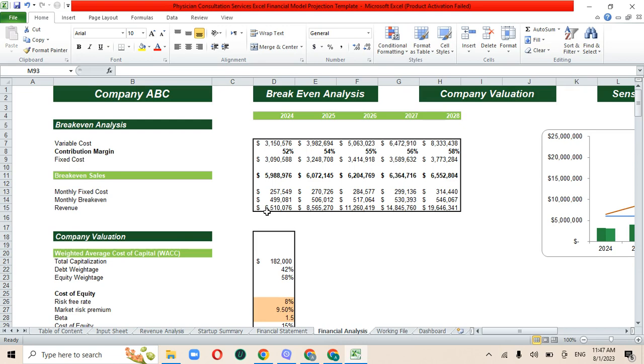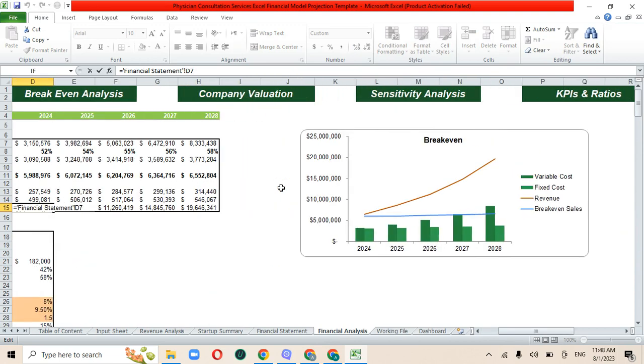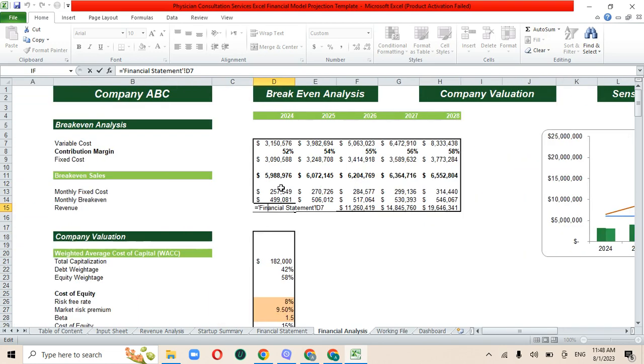Next, we have the financial analysis sheet. First of all, we have the break-even analysis, which is the point at which the cost and revenue are equal. Here is the graphical representation of the break-even analysis.